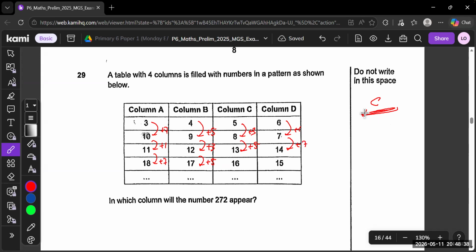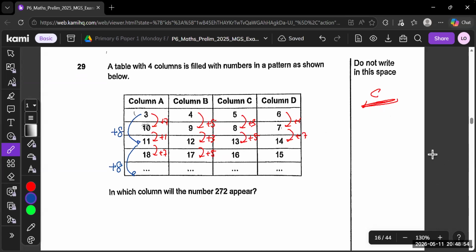All right, now what you can do is, the pattern is not consistent. What you can do is you lump them together, and then what happened? It becomes a consistent pattern already. Okay, then you can start from anywhere you like. Okay, let's start from 18. Okay, let's start from all these numbers.